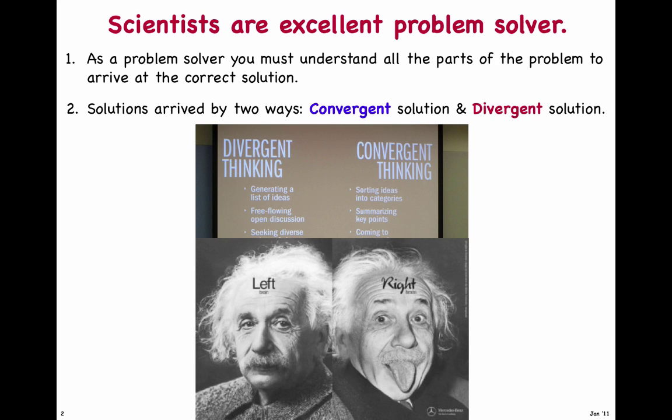Divergent thinking involves generating a list of ideas, free-flowing open discussions, and then seeking diverse solutions. One of them might work. Convergent thinking, on the other hand, means sorting ideas into categories, summarizing key points, and then coming up with a solution that most likely will work.